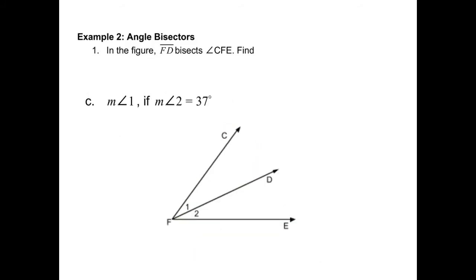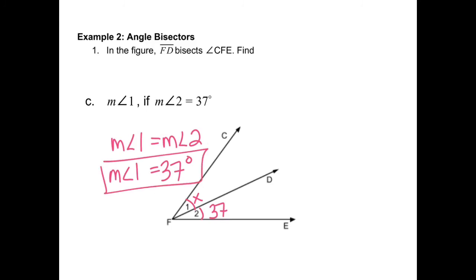Last one for this particular setup. Again, the FD is bisecting, so these two angles are congruent. We're supposed to find the measure of angle 1, knowing that the measure of angle 2 is 37 degrees. Well, they're the same measure, so the measure of angle 1 is equal to the measure of angle 2, so the measure of angle 1 equals 37 degrees. That's how bisecting angles work. They split it equally in half.